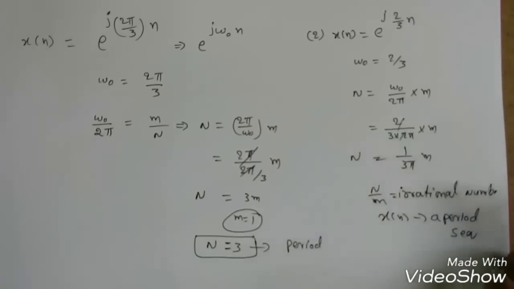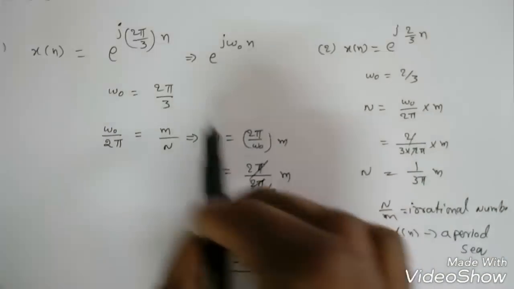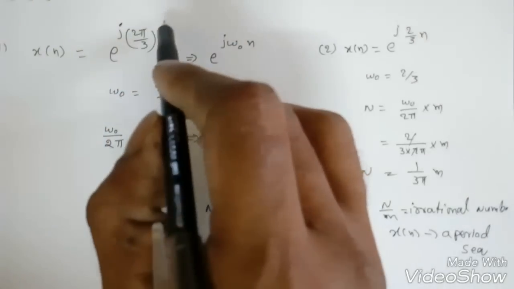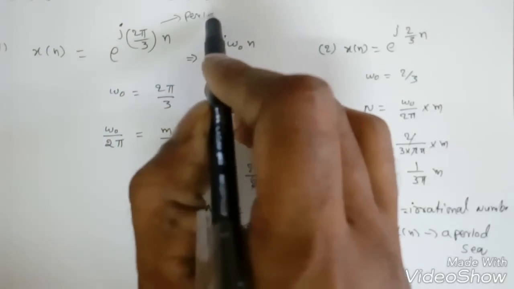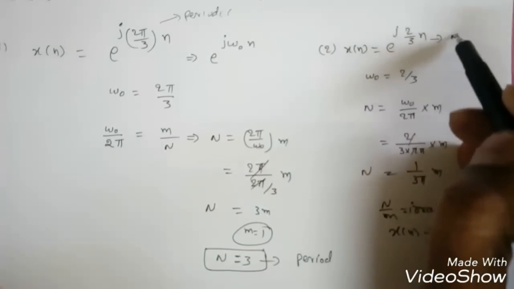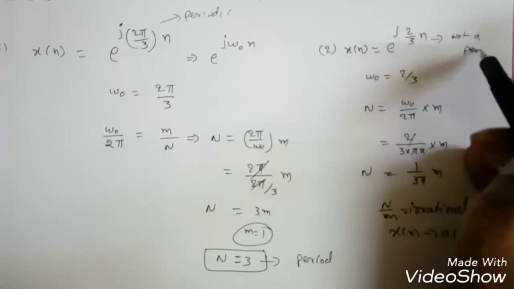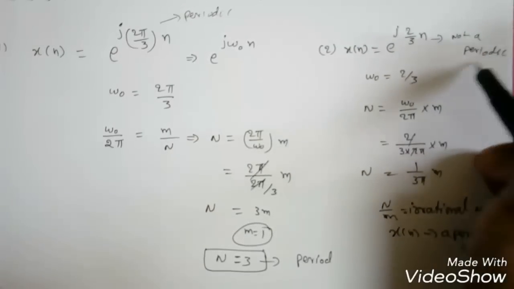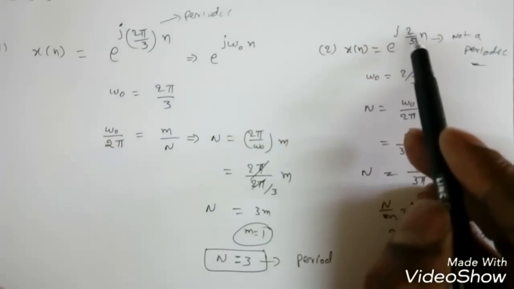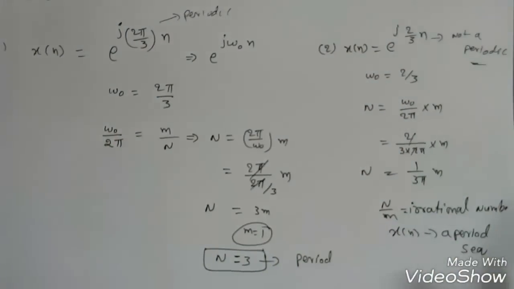So now you can compare; there is a blind rule. If the exponential sequence contains a pi, then it is periodic, right? The moment there is no pi in the sequence, that means it is not a periodic signal. That is the blind rule. You can remember it for GATE purposes. If it contains pi, it is periodic. If it does not contain pi, it is not periodic, right?